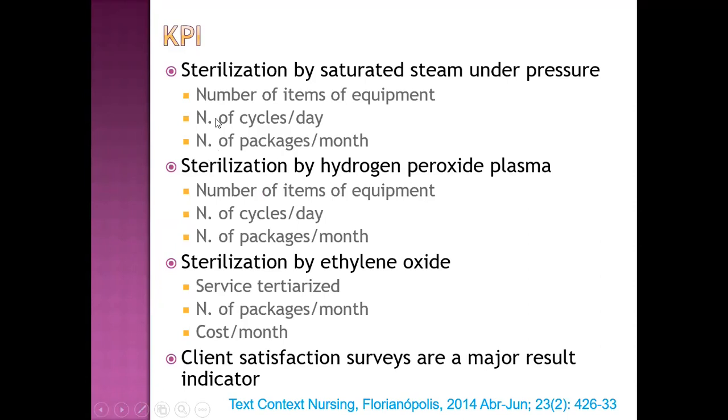So KPIs in CSSD include sterilization by saturated steam under pressure, with records like number of items of equipment, number of cycles per day, and number of packages per month. A similar record is kept for sterilization by hydrogen peroxide plasma and sterilization by ethylene oxide, and also client satisfaction surveys.